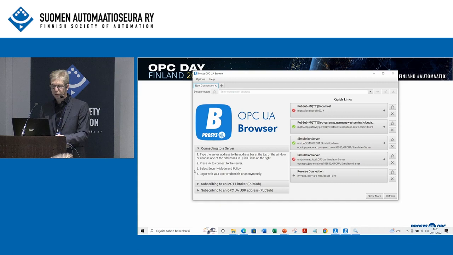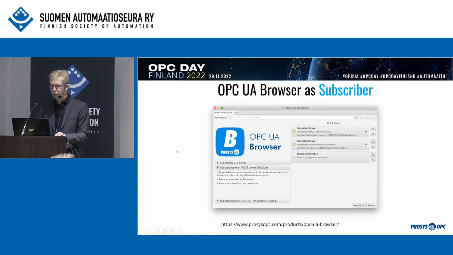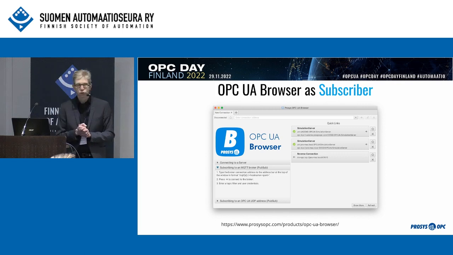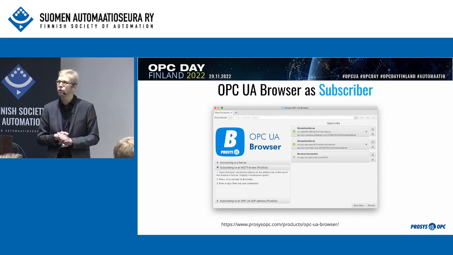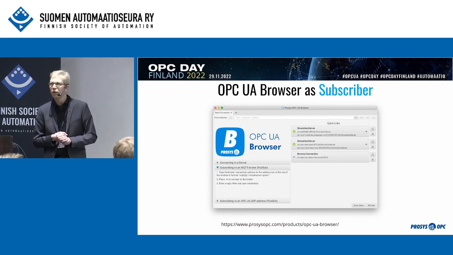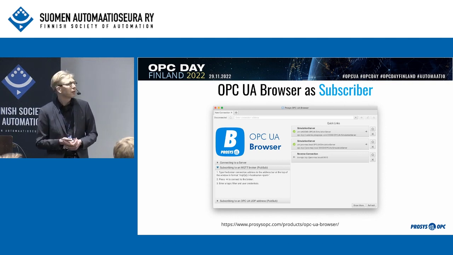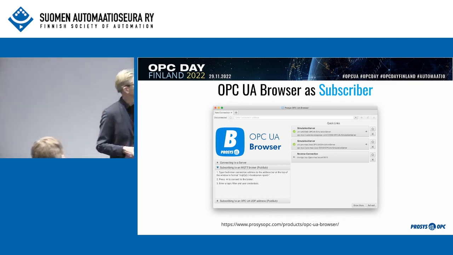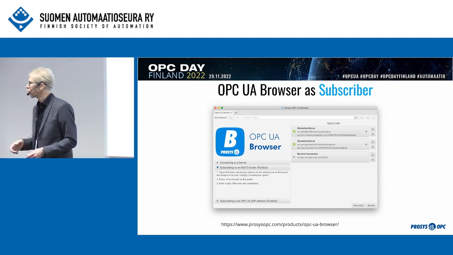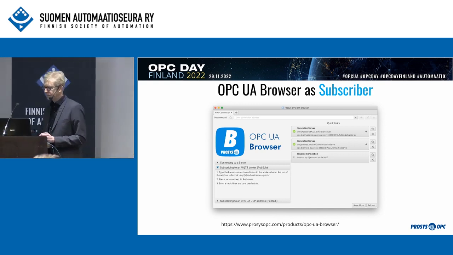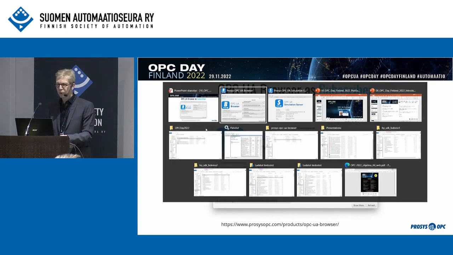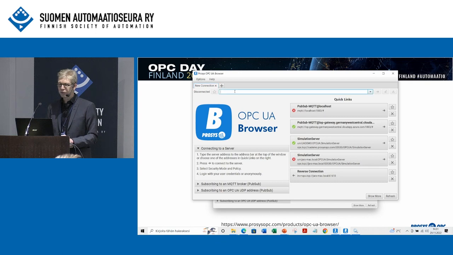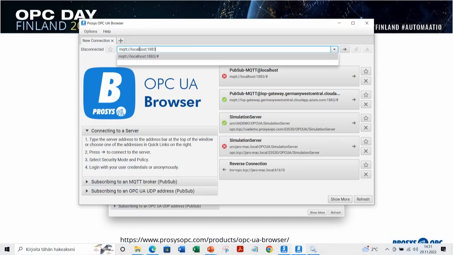I had some slides about the browser here, so I'll show you that first. This is a generic OPC UA client in the first place, similar to UA Expert that Matthias was showing. But we now have also the functionality to act as an MQTT subscriber or a UDP subscriber. And from the front page, you can find instructions on how to do that. Basically, you just need to write the address to the address bar at the top and connect. So I copied the address and I can write it here, and then I can connect.